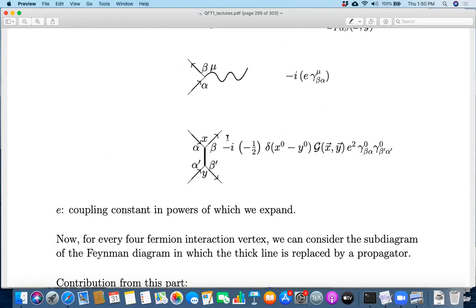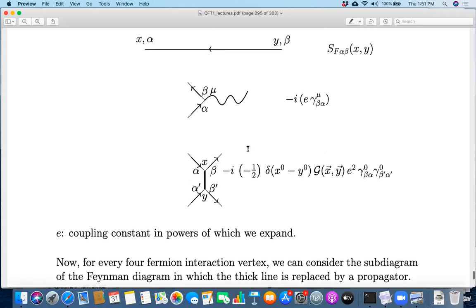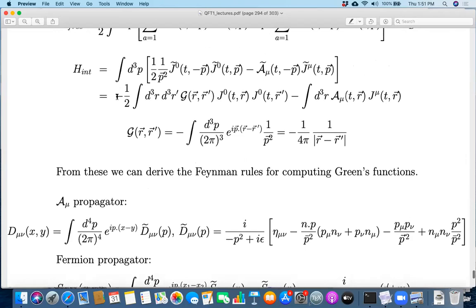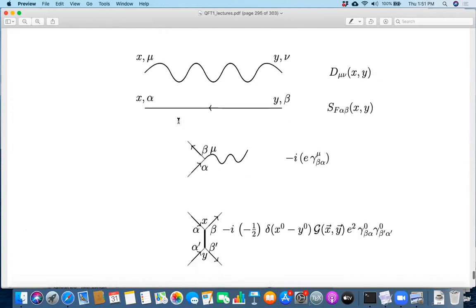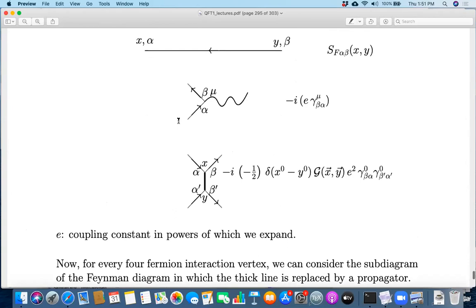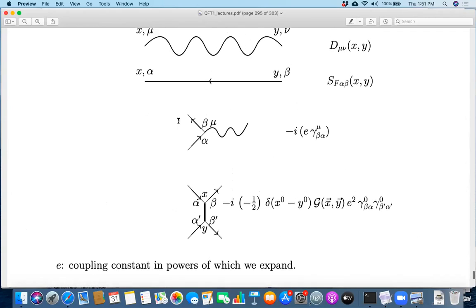And this minus I, of course, is part of the minus I that's in the H interaction. And this minus half basically is part of this term. The minus half comes from here. Okay, is this clear? Are there any questions?